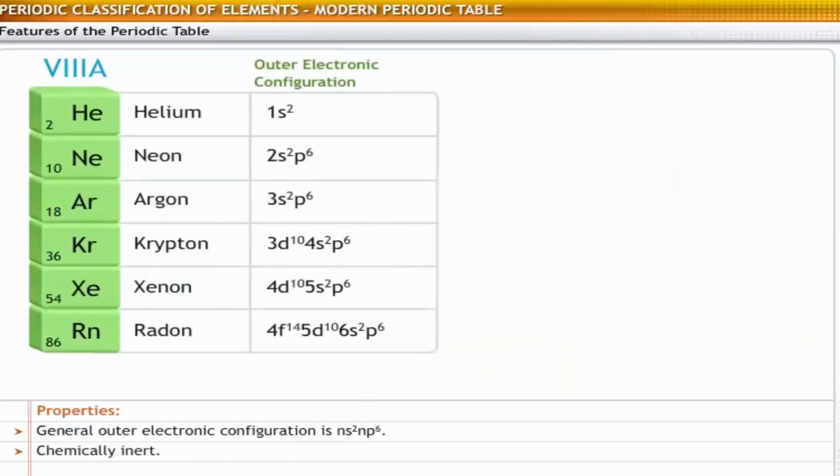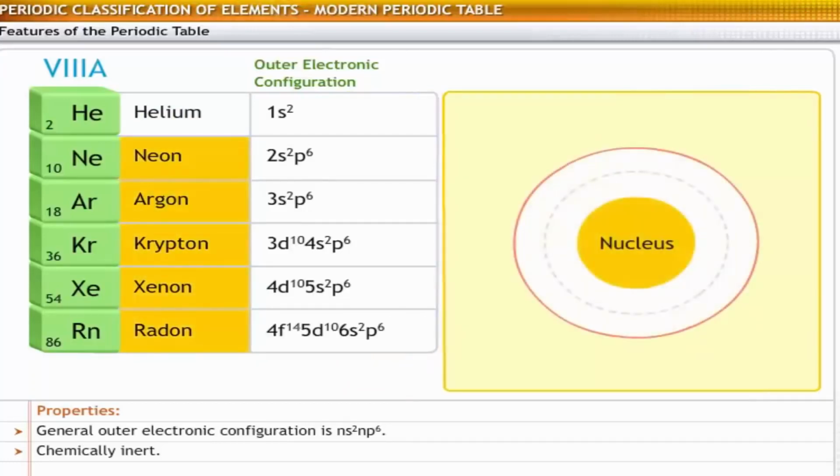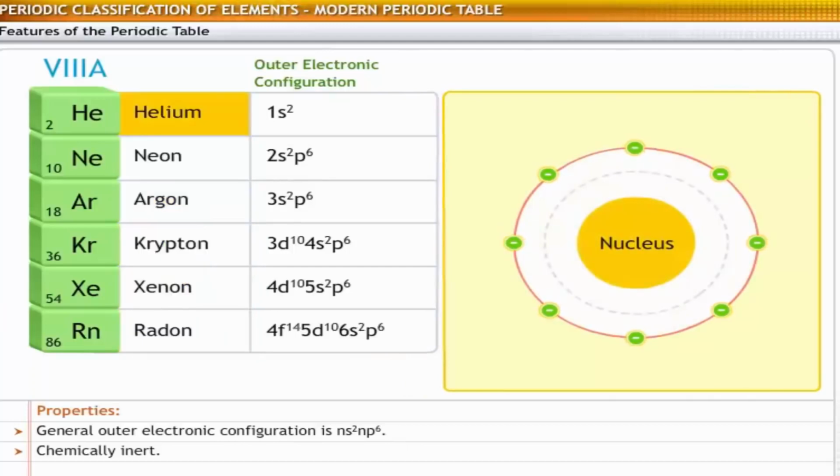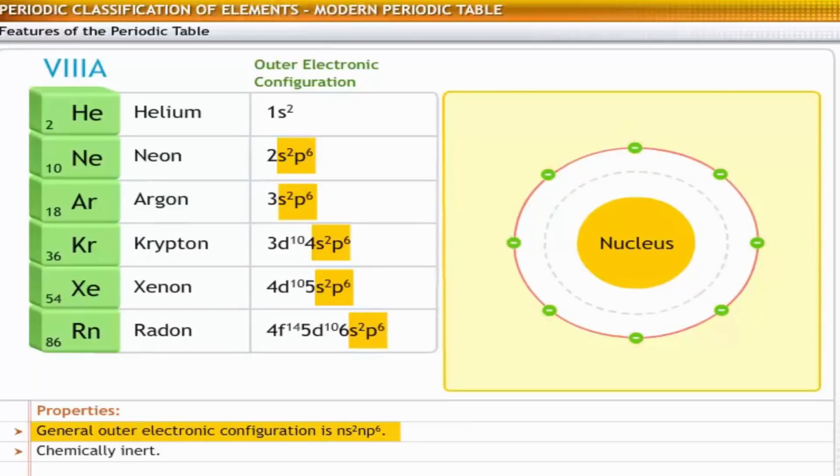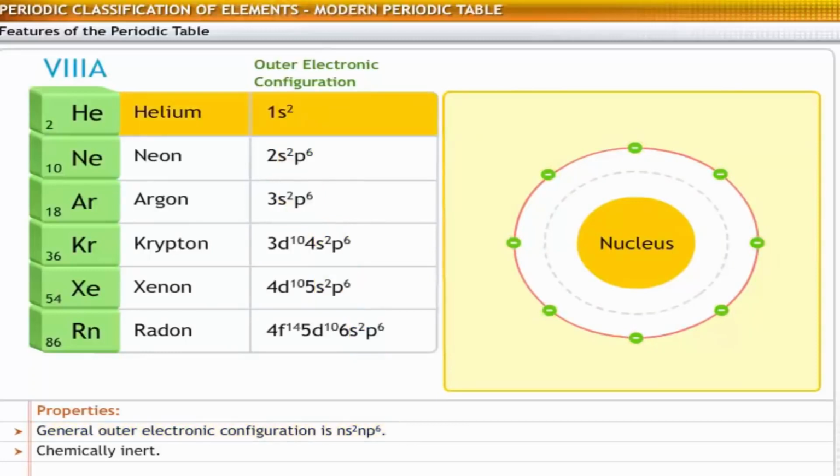The last group is group 8, or the zero group. The elements in this group are helium, neon, argon, krypton, xenon, and radon. All these gases, except helium, have highly stable ns2np6 electronic configuration in their outer shell. Helium has 1s2 configuration. They are also known as inert gases because they don't react with other elements.